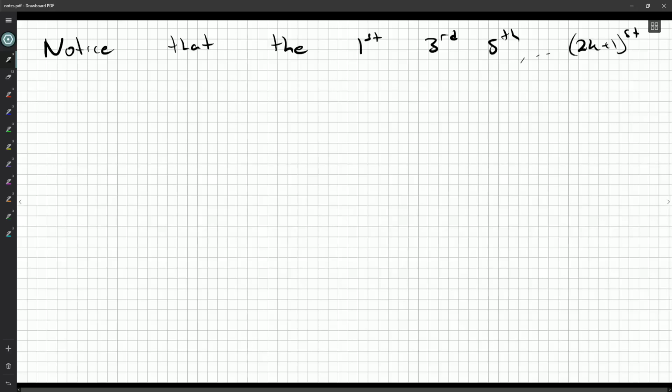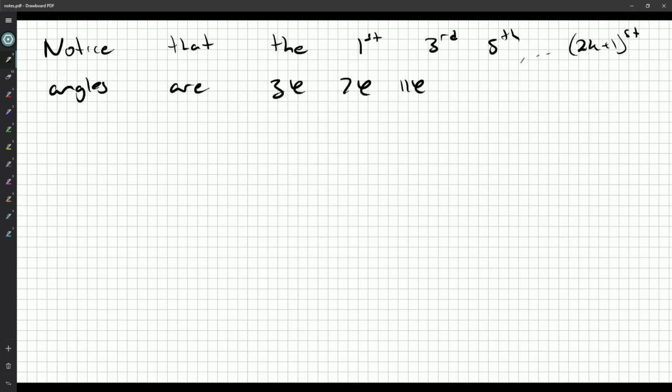So I'd probably say, notice that the first, third, fifth, so I guess it would be 2k plus first angles are 3 phi, 7 phi, 11 phi. So how are we getting these numbers from 2k plus 1? So how do we get from 1 to 3? 4 times it minus 1? No, because that'd be 12 minus 1 is not 7. It's 2k plus 1, so the k here would be 0. The k here would be 1. 4k plus 1.